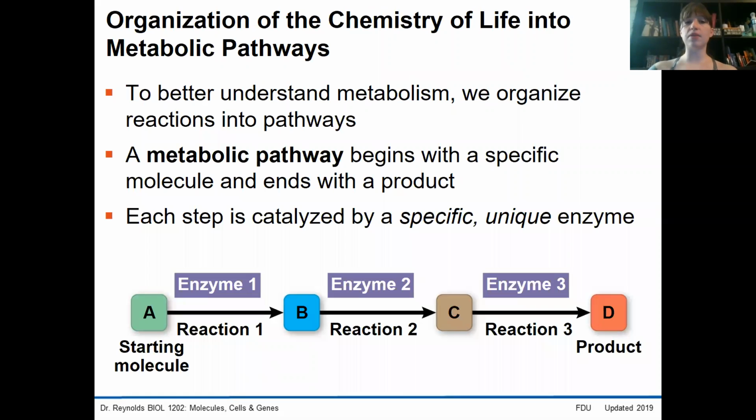To better understand metabolism, scientists organize these different reactions into pathways. It allows us to more easily recognize how we can get from a starting molecule to a final end product. Now, each step in a metabolic pathway is going to utilize a specific and unique enzyme. So in order for us to get from a starting material to an end product, we're going to have to go through a series of reactions, each utilizing a different enzyme.